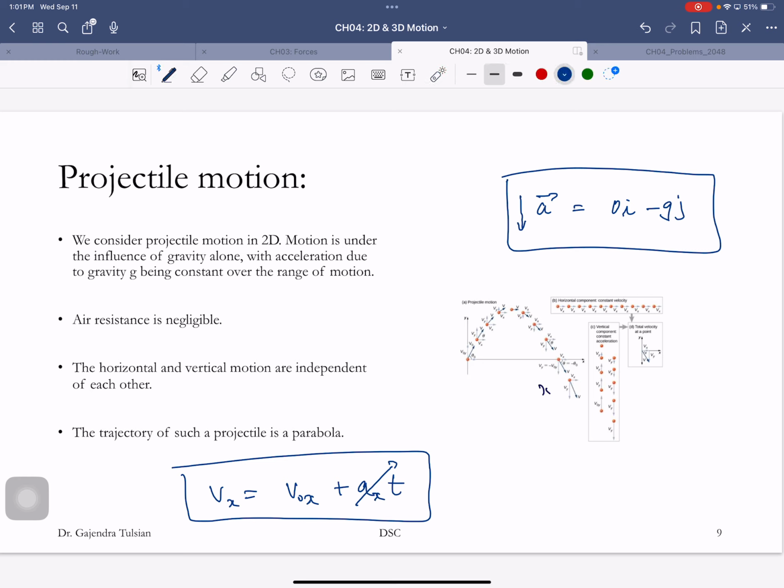Whereas the y component of the velocity changes. As time increases, the y component of the velocity is changing by that amount. So when you throw a projectile up, the y component of the velocity is changing, whereas the x component of the velocity remains constant. The horizontal and vertical motions are independent of each other. The trajectory of a projectile is a parabola.